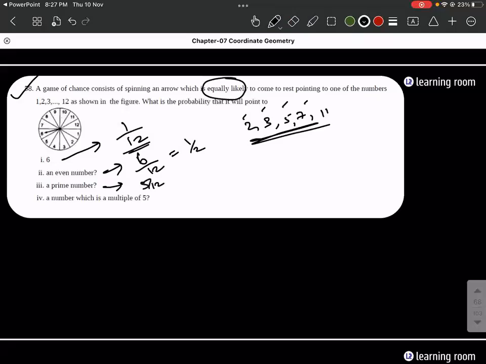A number which is a multiple of 5. So obviously only 5 and 10. So it is going to be 2 by 12, which is 1 by 6. So that's it.